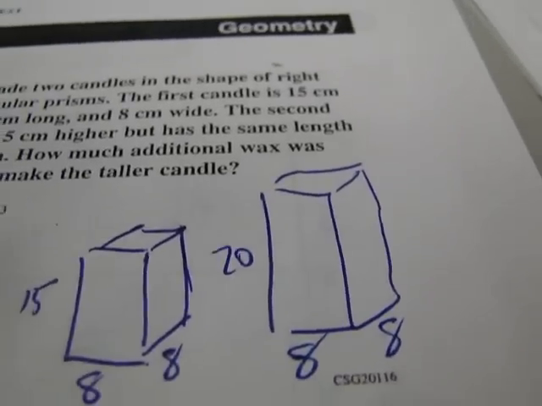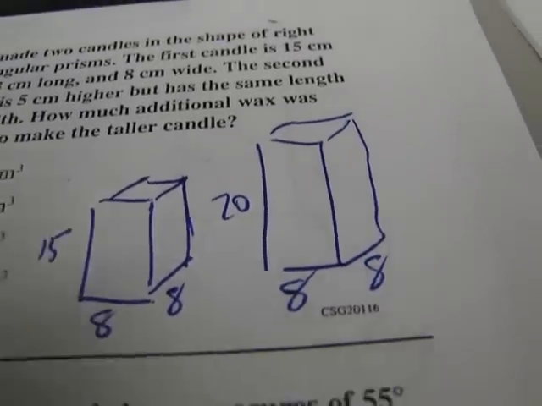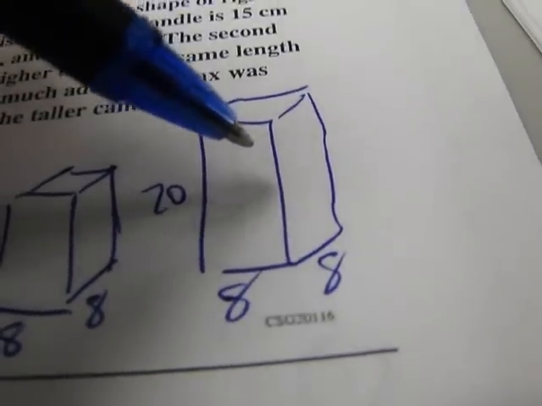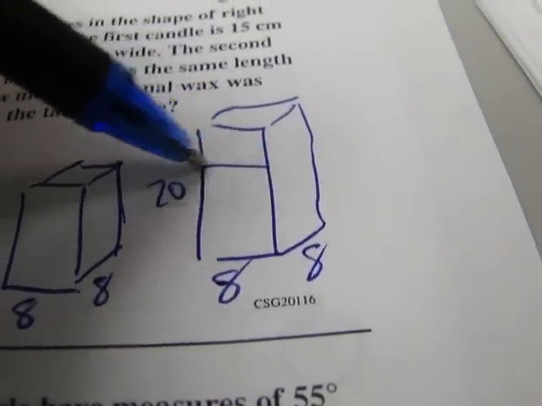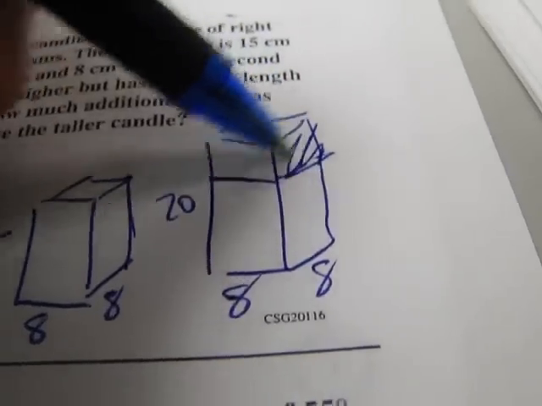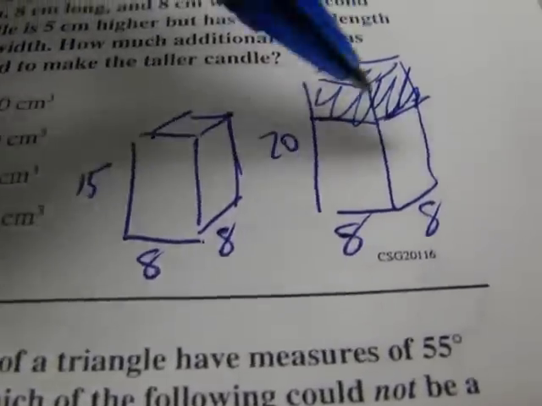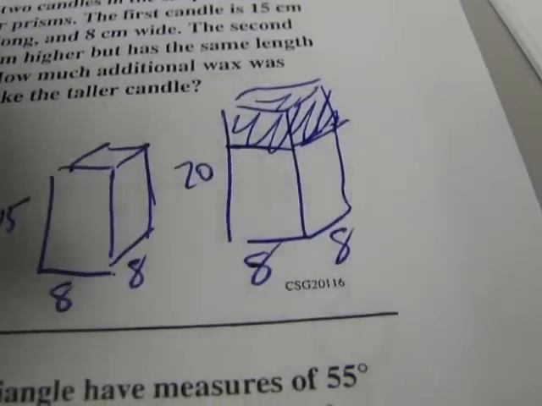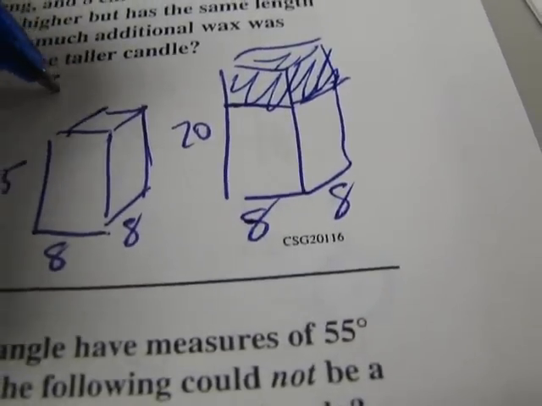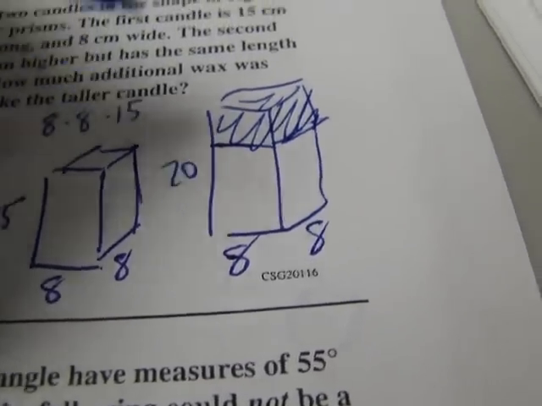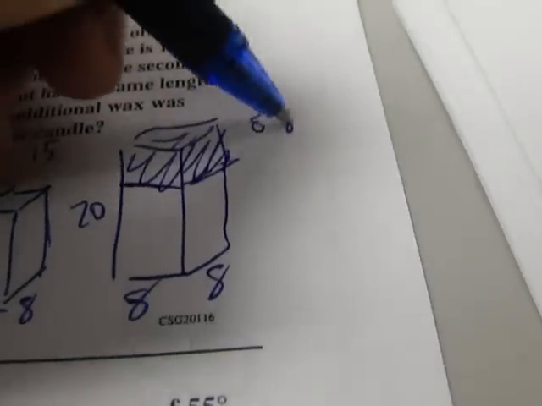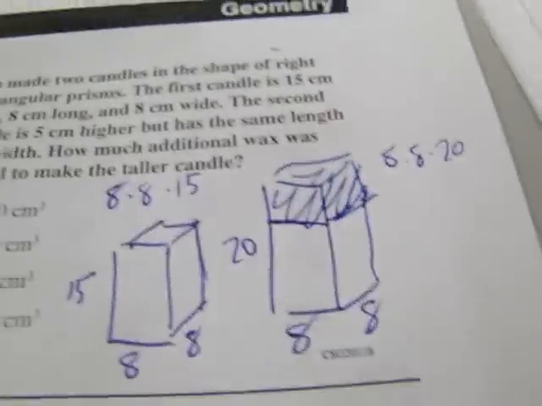How much additional wax was needed to make the taller candle? In other words, how much bigger is this one than this one? So the answer to this question will be this shaded block. What we're going to do is find the volume of this one and the volume of this one, and subtract. So this one is 8 times 8 times 15. And this one is 8 times 8 times 20.